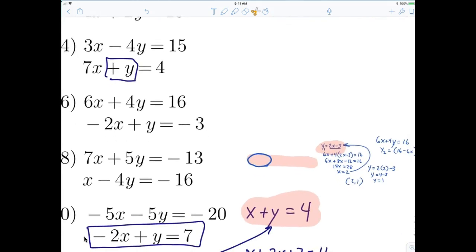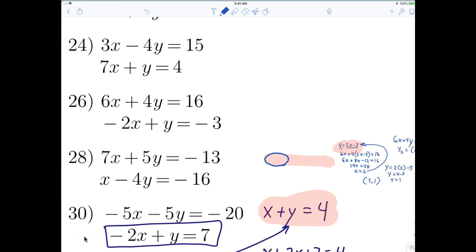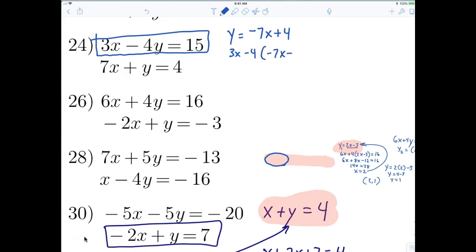Now, for question number 24, do you see what I did right off the bat? You have to find the one that can be solved for a particular variable. Do you agree with me? So that'll be y. We're going to say y is equal to negative 7x plus 4. Do you agree with that? Now, wherever I see a y, I'm going to put what? So here we go. 3x minus 4, open parentheses, negative 7x plus 4, close parentheses, equals 15.